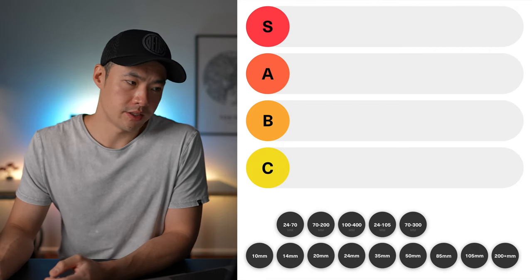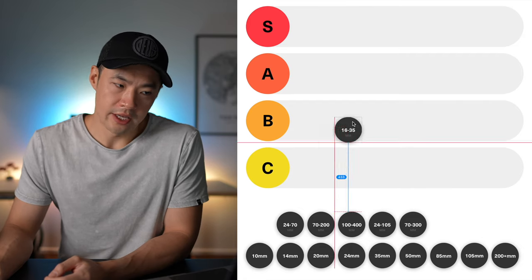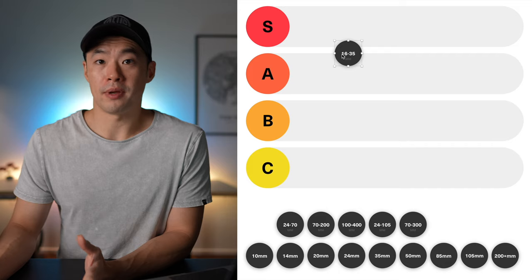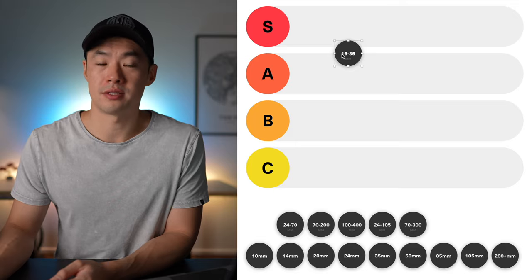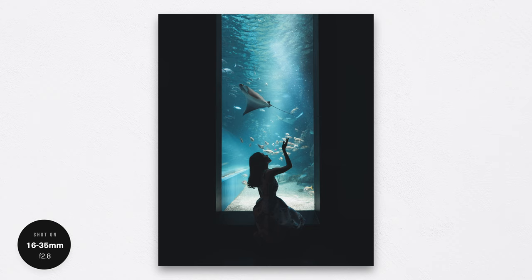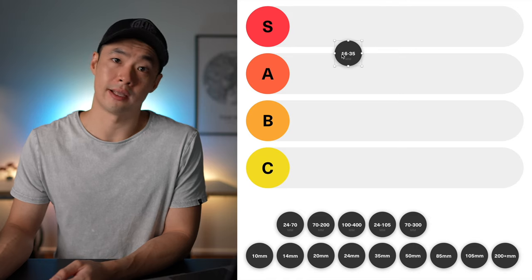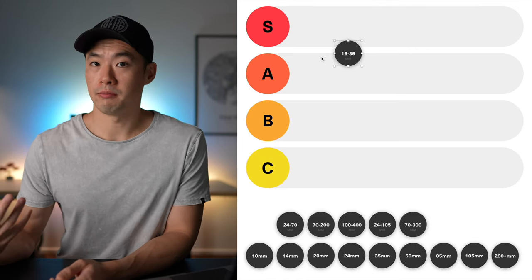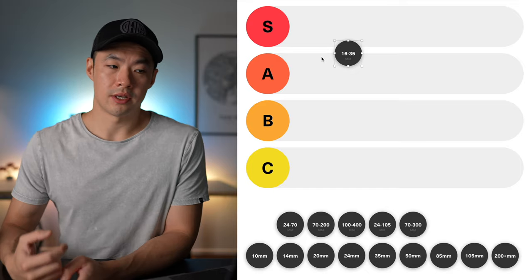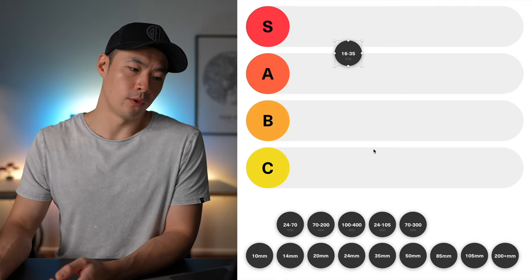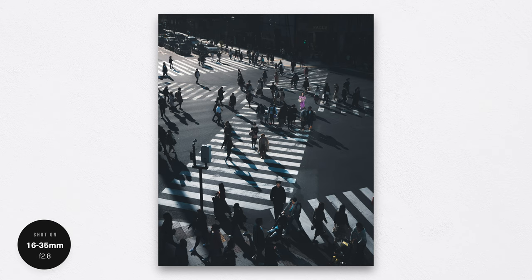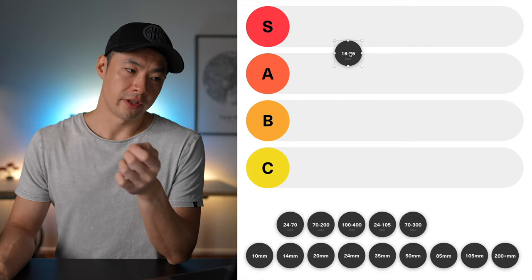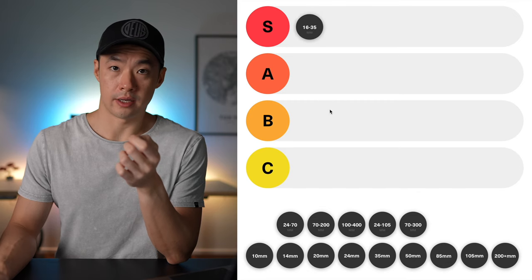So for me, the 16-35 is interesting because, if you know me and my work, I shoot the majority of my work on the 16-35. I shoot probably 60% of my work on this lens. And I always recommend it to everyone who's first starting out because it's just so, so versatile, especially the 35mm end, which we'll get a little bit more into when we talk about the actual length itself. But the 16-35 for me is a lens that I recommend everyone get. For that reason, I put that in the S tier category.